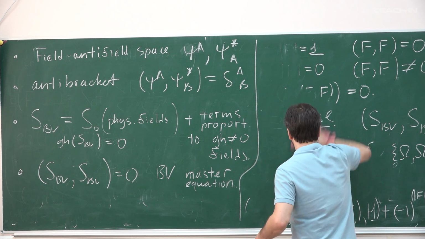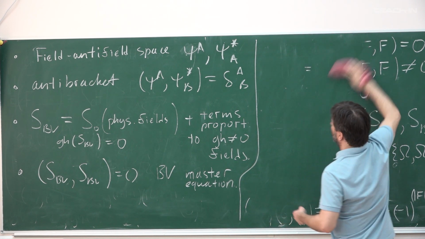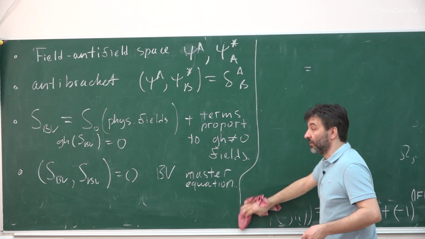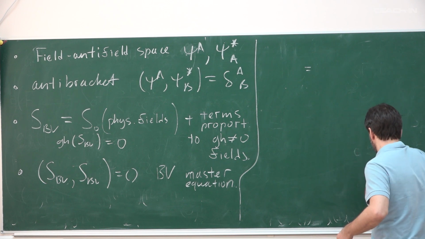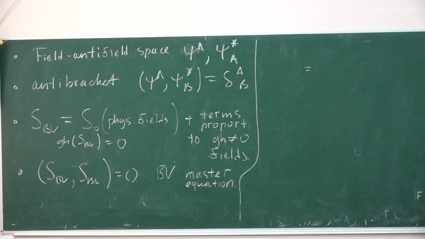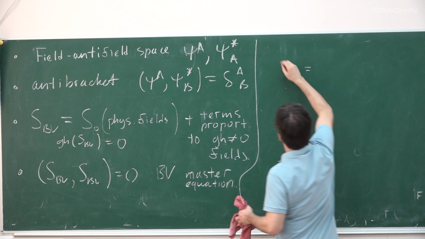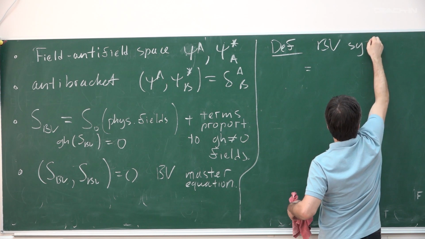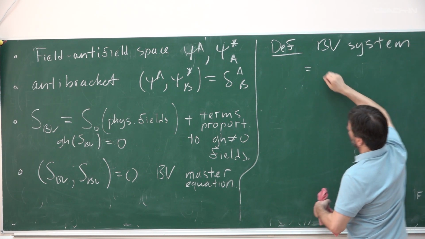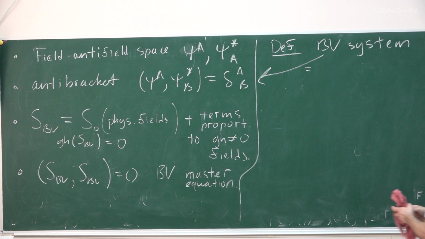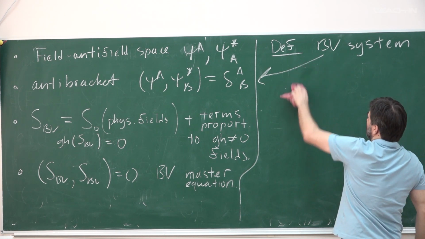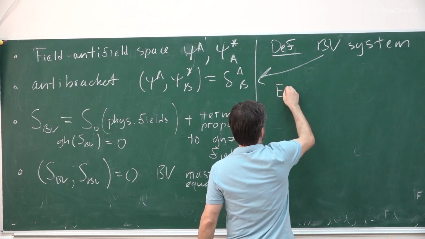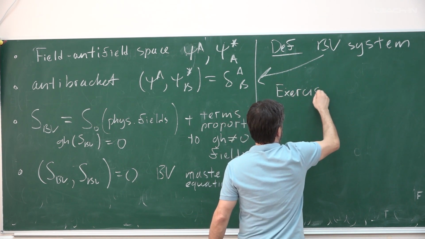So we say that actually what we observed, we take as a definition, and let's consider generic BV system. So this definition, BV system, is a list of data and axioms. Okay, and an exercise, we will start next time with it.